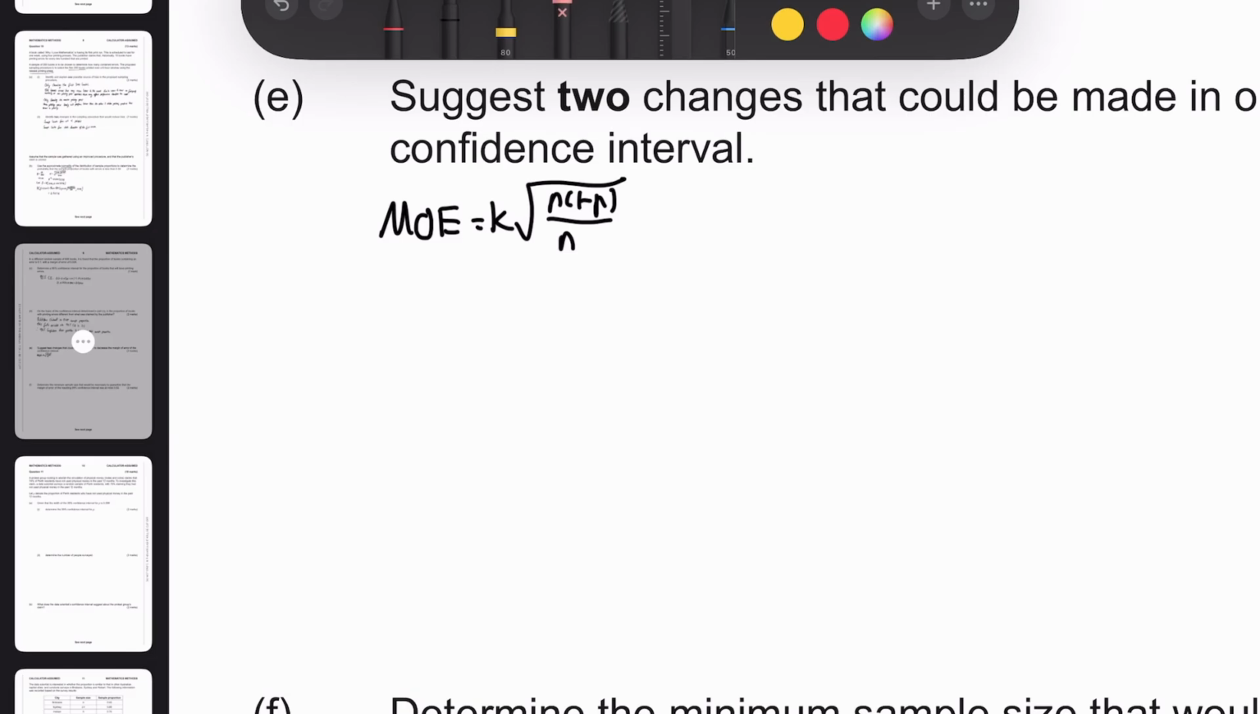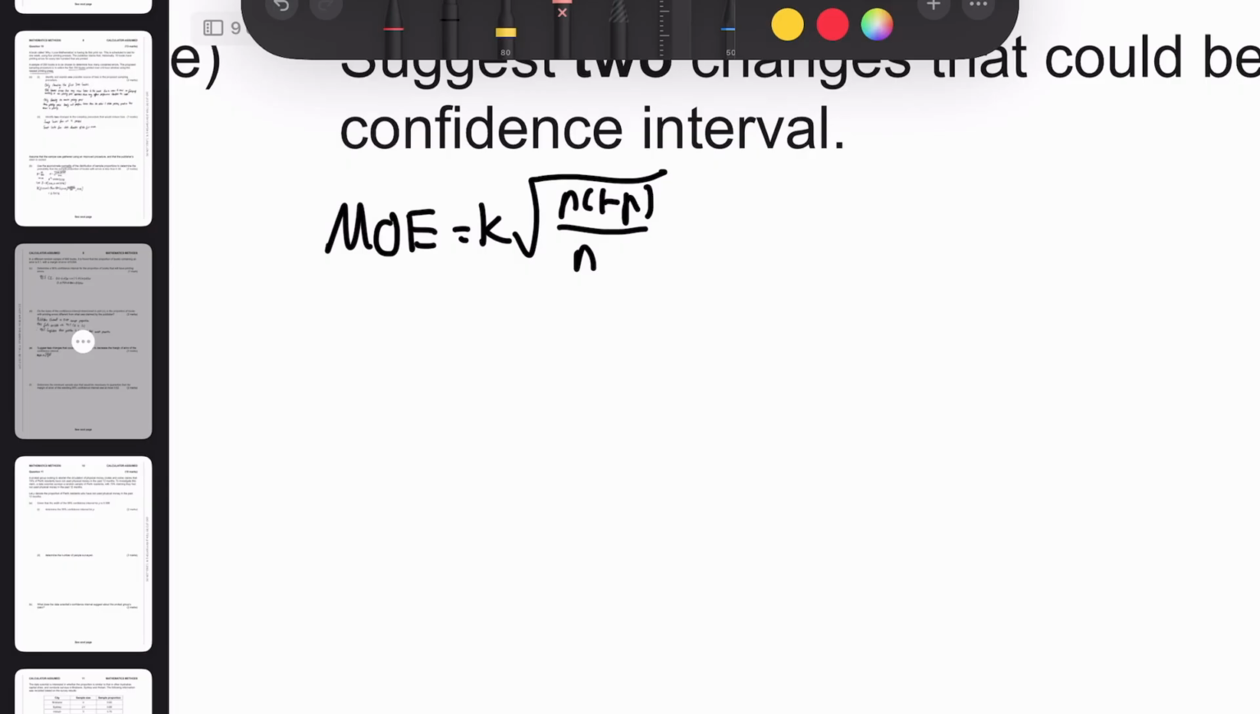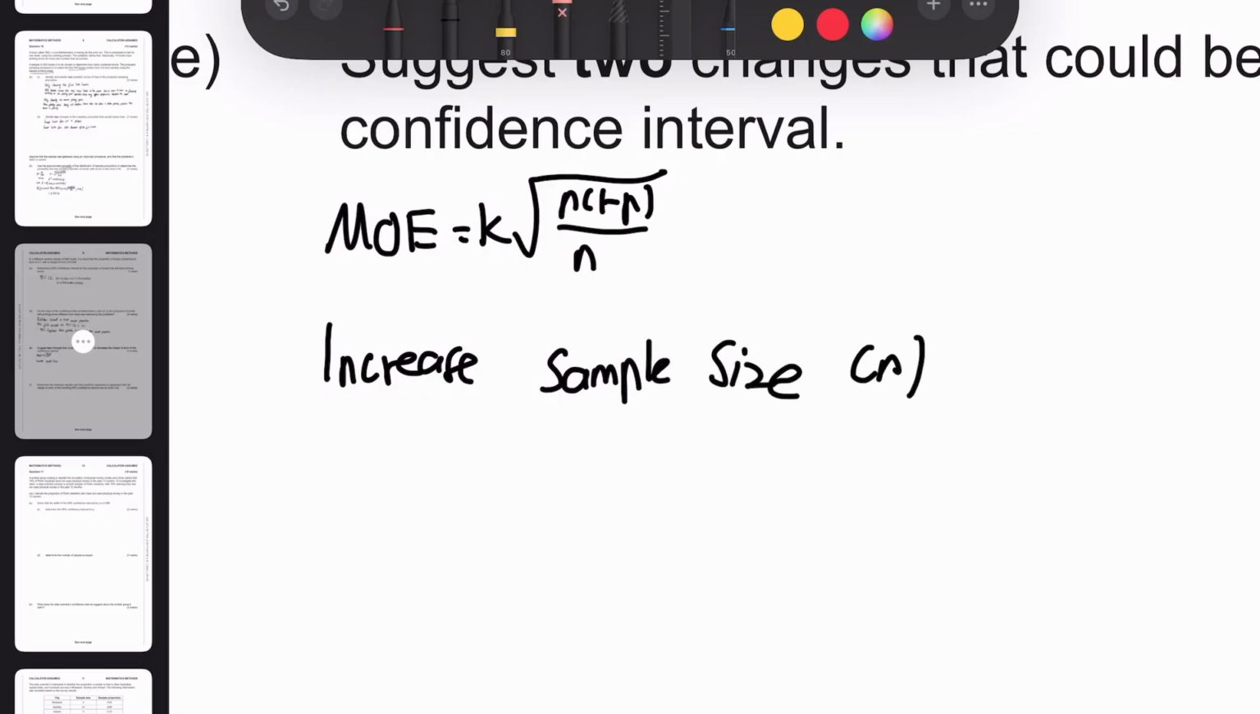Okay, so since our margin of error is k times the square root of p(1 minus p) divided by n, the very first thing we can see here, if we want to decrease the margin of error, is to increase sample size, which is n. As we increase n, obviously that's going to be dividing by a bigger number in our square root, so everything's going to decrease. Now we can also decrease our margin of error if we decrease our k. To decrease our k, we need to decrease our confidence level.